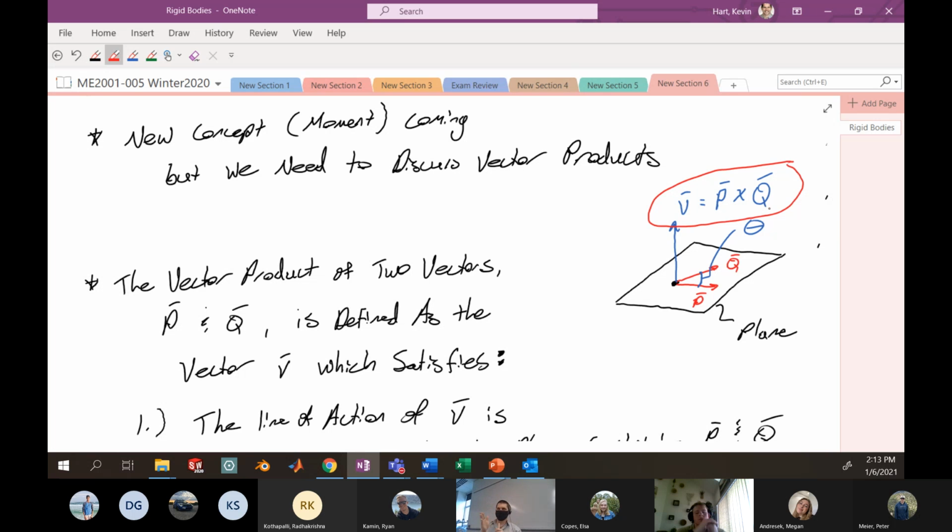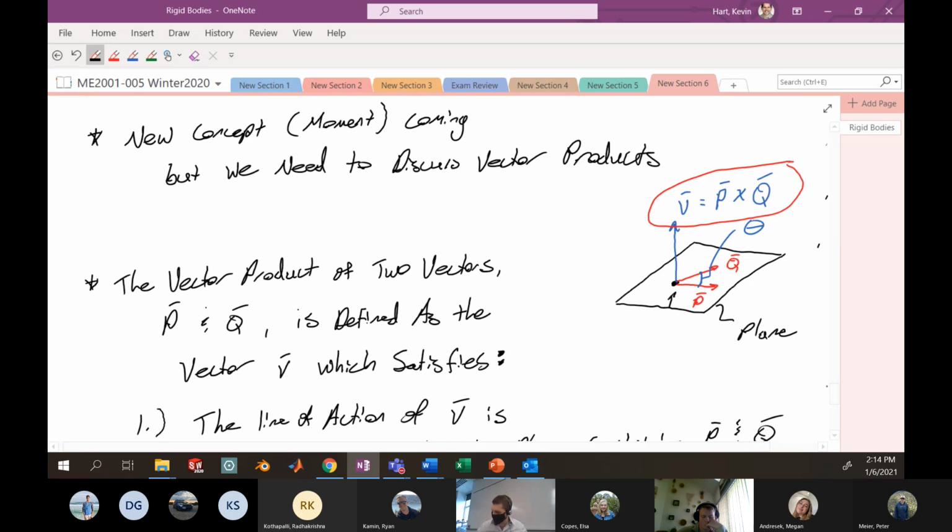P cross Q: we're going to stick our right hand in the direction of P. So imagine that you're standing on this particular point right here, and you stick your arm out in the direction of P. Then you want to curl your fingers in the direction of the vector Q. Think about sweeping your fingers through that angle theta, pointing towards the vector Q. The direction that your thumb points will be the direction of the resulting vector V. That's the general idea.